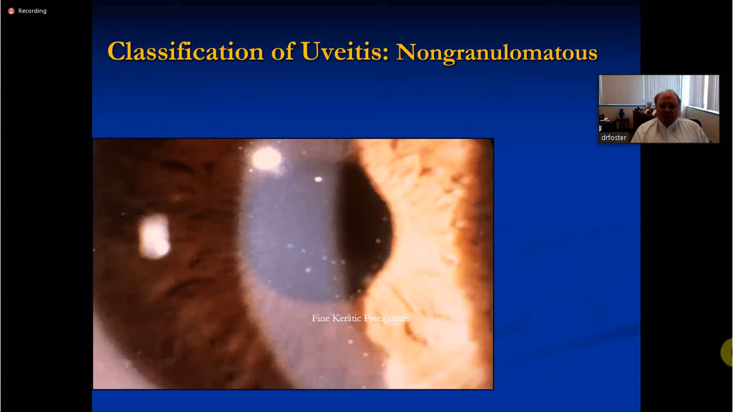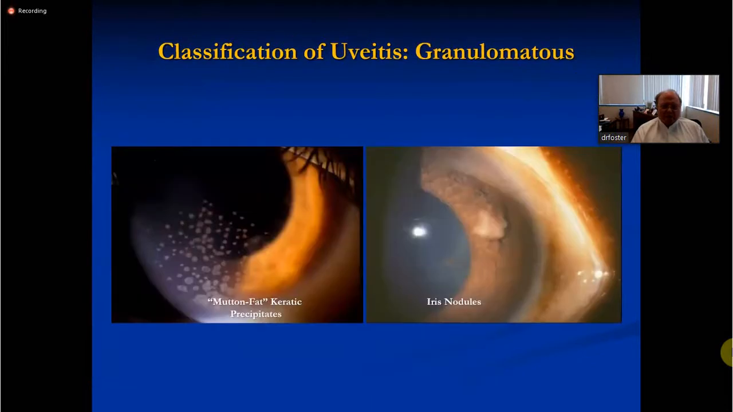Here's a good example of keratic precipitates. These are not big, juicy, fat KPs. These are smaller KPs. So this is a non-granulomatous case of uveitis, in contrast to the big, juicy, fat precipitates on the back of the cornea seen on the left slide in this panel. These mutton fat KP are typical of sarcoid or other granulomatous diseases. And of course, if one finds a frank iris nodule, now you know that you're dealing with a systemic granulomatous problem.